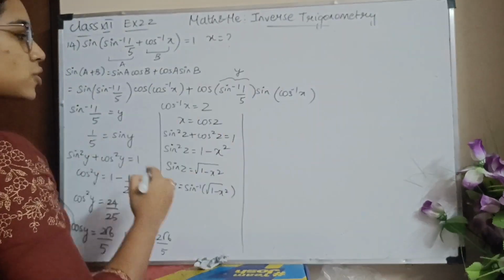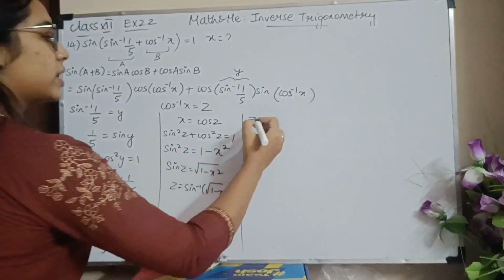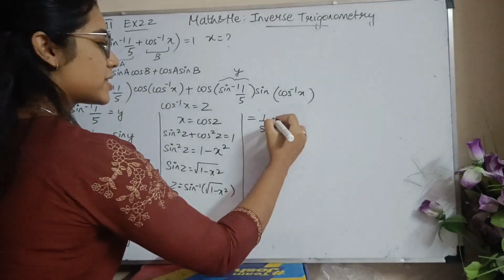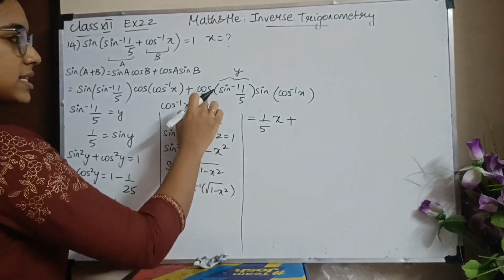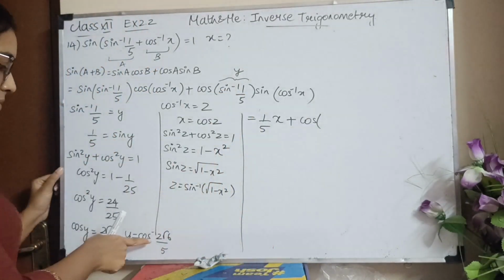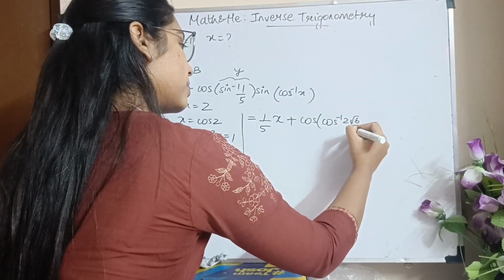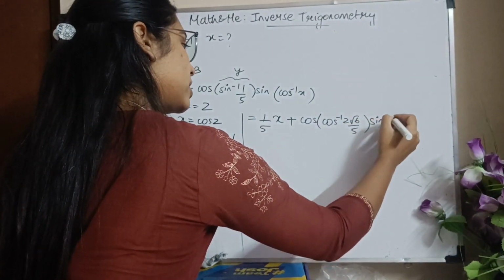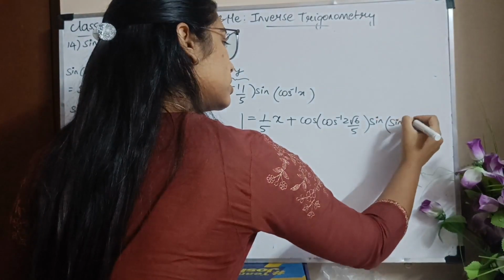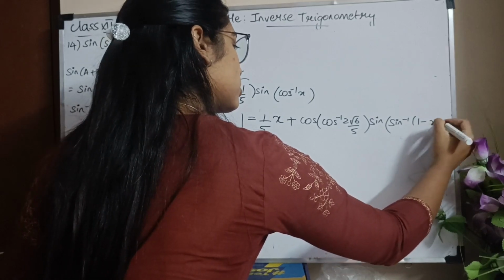It was simply I am going to substitute this in the formula. So what do I have? Sin inverse of 1 divided by 5 is going to be 1 by 5 times cos inverse of x is going to be x, plus I am going to rewrite this as cos of sin inverse of 1 by 5 becomes cos inverse of 2 root 6 divided by 5, times sin of cos inverse of x becomes sin inverse of 1 minus x square, the whole root. Correct?